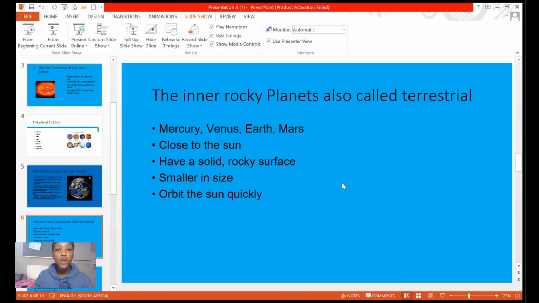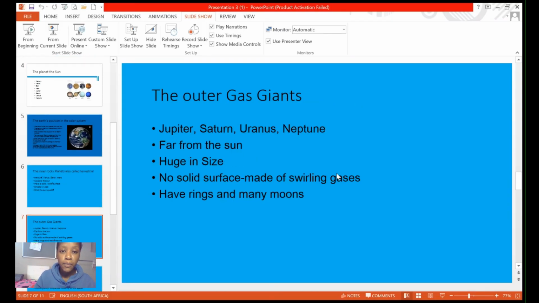Now we're going to move on to the inner rocky planets, also known as terrestrial planets. We have 4 inner rocky planets: Mercury, Venus, Earth, and Mars. They are very close to the sun and have a solid rocky surface, and they are smaller in size. They orbit the sun quickly because they are close to the sun, and Earth is one of the inner rocky planets that sustain life.